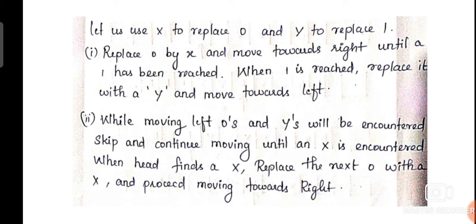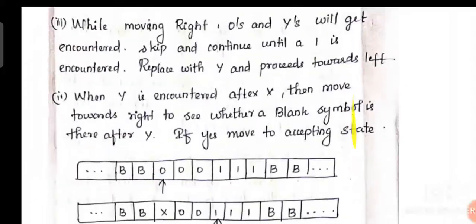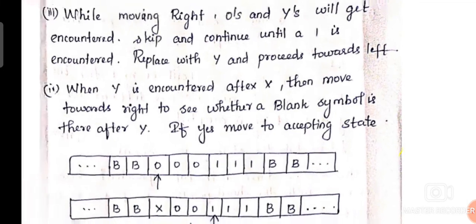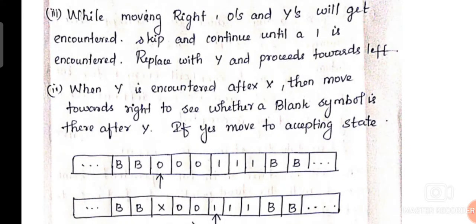While moving left, zeros and ones will be encountered, but the head pointer will skip all the zeros and ones and continue moving to the left until x is encountered. When the head pointer finds x, it will turn right and replace the next 0 after x and proceed moving towards right. While moving right, the zeros and y's will be encountered, and the head pointer will skip all the intermediate zeros and y's and continue moving until a 1 is encountered. Now replace the 1 with y and proceed towards left.